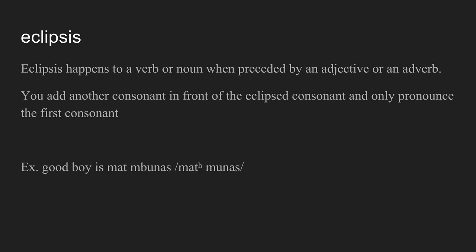Now, eclipsis. Eclipsis happens to a verb or a noun when preceded by an adjective or an adverb. You add another consonant in front of the eclipsed consonant and only pronounce the consonant you just added. So, as an example, good boy. Good is an adjective, boy is a noun. And so, the regular words are mat, which is good, and bunas, which is boy. But because boy is after an adjective, it becomes munas.